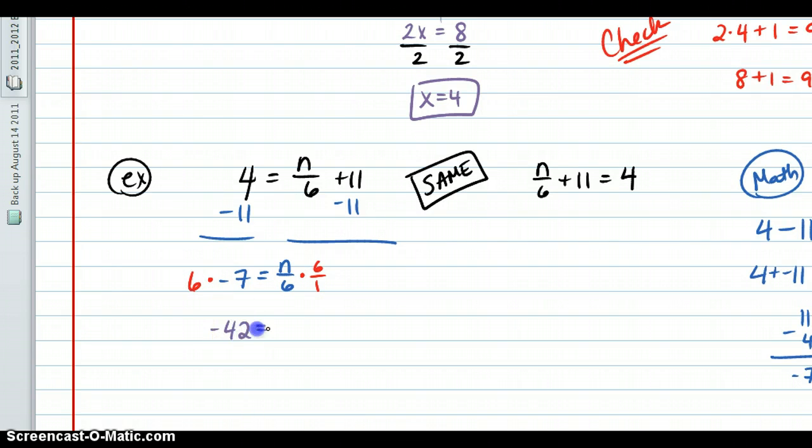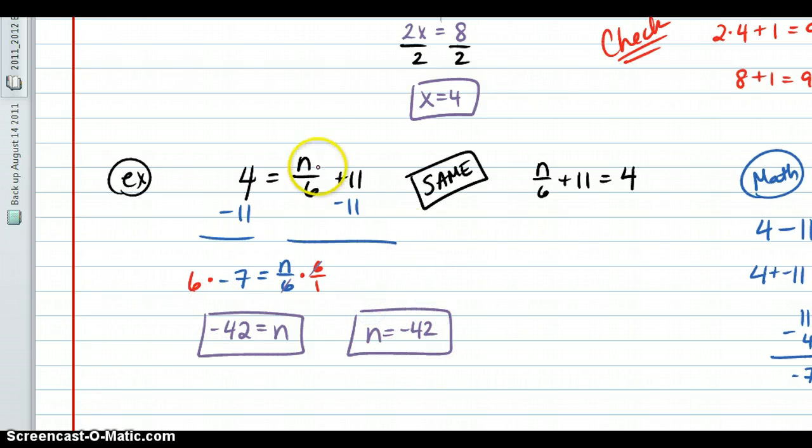I get negative 42 equaling n, or you can rewrite it n equals negative 42. You can check it. Negative 42 divided by 6 would give you negative 7. Negative 7 plus a positive 11 would in fact give you 4, so it checks out.